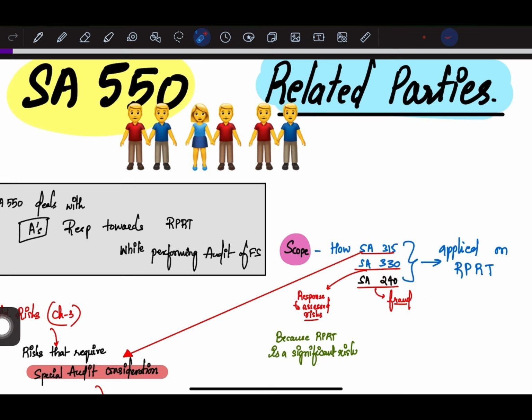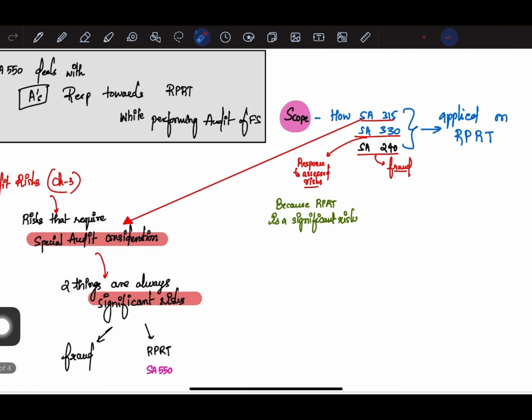SA 240 is not covered in CA Intermediate, but this standard deals mainly with fraud. So basically, this standard mainly deals with how SA 315, 330 and 240 are applied on related party relationships and transactions. In the topic audit risk from chapter 3, we have read about risks that require special audit consideration. And we have also read one important fact that two things are always significant risk: fraud and related party relationships and transactions. So that is what SA 315 deals with.